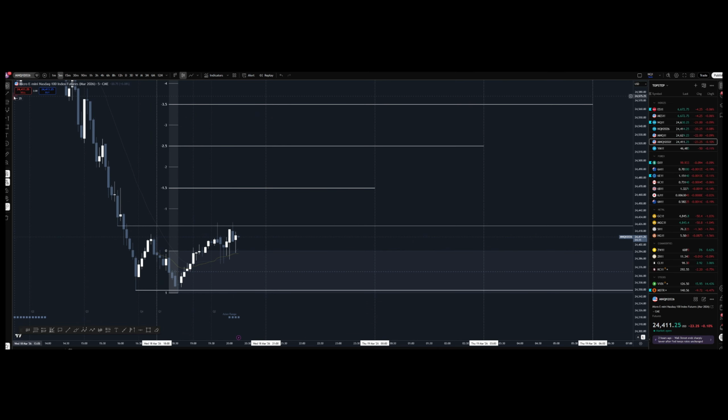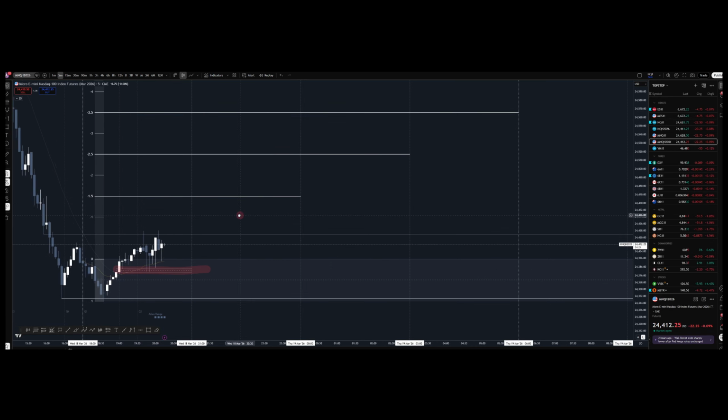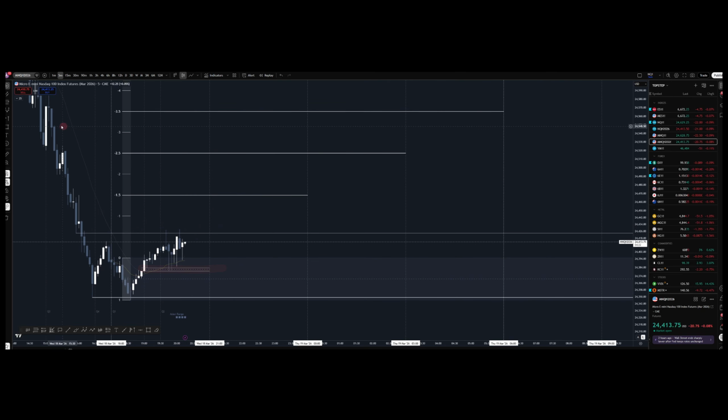Not many PD arrays within this zone. We have the BISI here. Did anyone take that? Being respected nicely. So the trade ideas would be, while that low holds, longs out of the array within the zone, stop below the zone, and targeting each SD level.